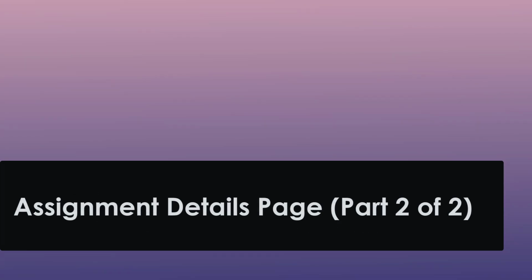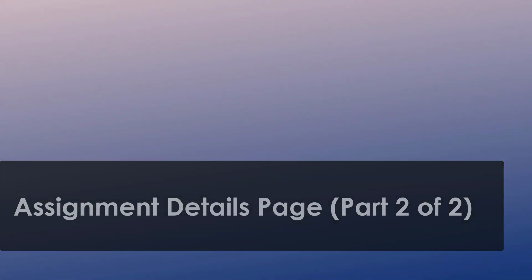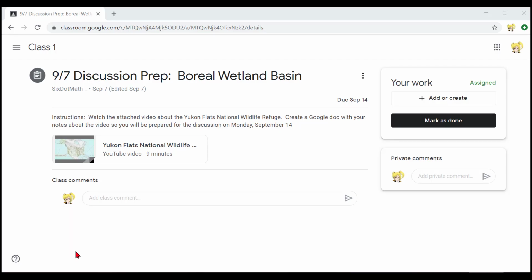This is the second of two parts exploring the assignment details page. In this part, we will see how to add, create, and remove an attachment. Although I'm demonstrating using NVDA, the commands in JAWS are very similar. I've opened up an assignment I want to work on from Class 1.